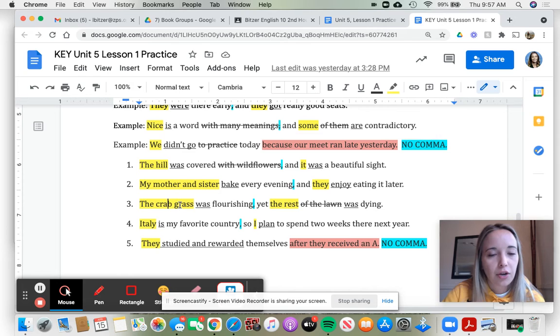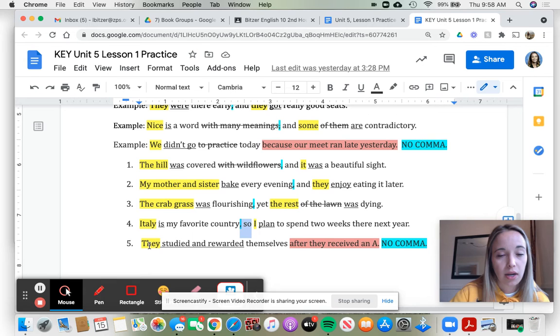Subject of this one, the crabgrass was, linking verb, flourishing, makes sense on its own, independent clause. The rest of the lawn is a prepositional phrase, was, linking verb, was dying. The rest of the lawn was dying. Independent clause. We brought it together with a comma and a fanboy. Number 4, Italy, subject, is, linking verb. Italy is my favorite country, independent clause. I, subject, plan, verb. I plan to spend 2 weeks there next year. Independent clause. We're going to bring the 2 independent clauses together with a comma and a fanboy.